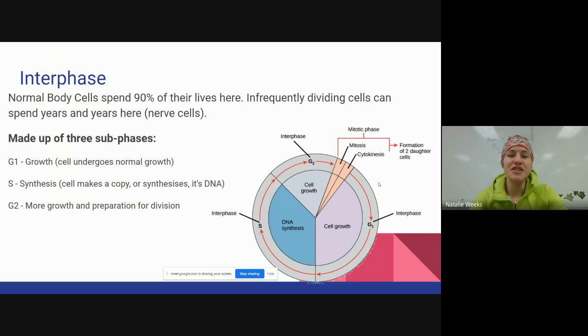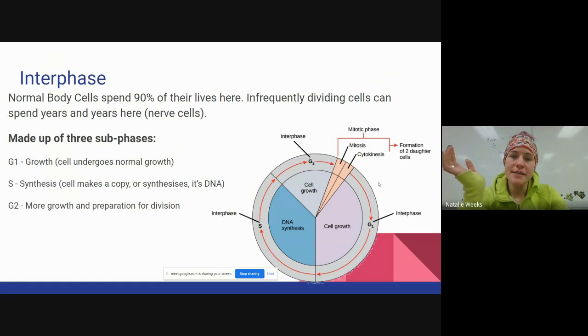So in interphase, what happens to these cells is 3 subphases. The first one is G1. This is where your cells are going to grow. Cells are getting bigger. They're just hanging out, doing their cell things with their cell friends. And then they get to a certain point where they're almost too big. And they think to themselves, well, I should probably just divide into 2 cells because I'm getting too big.